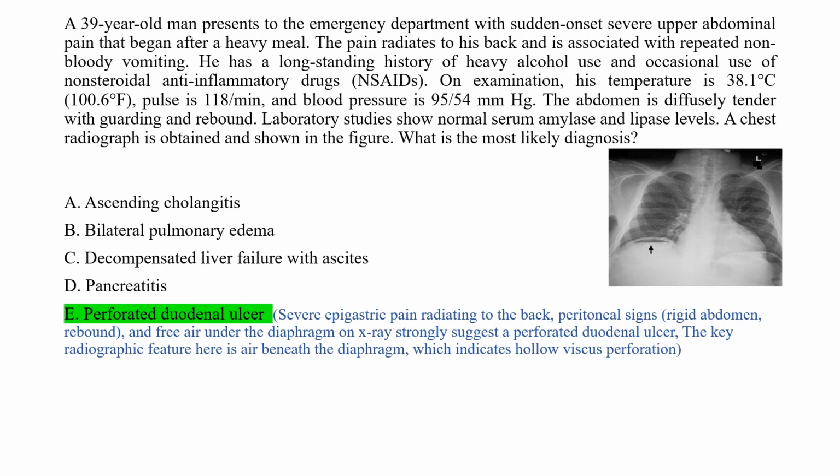The correct option would be E. Perforated duodenal ulcer, and that is because severe epigastric pain radiating to the back, peritoneal signs of a rigid abdomen and rebound tenderness, and free air under the diaphragm on X-ray strongly suggest a perforated duodenal ulcer. The key radiographic feature here is air beneath the diaphragm, which indicates there is a hollow viscus perforation.